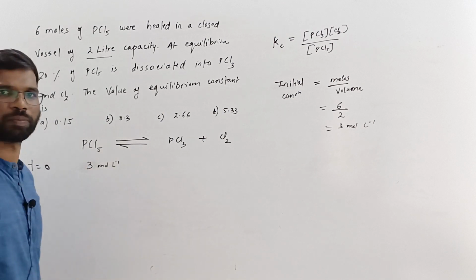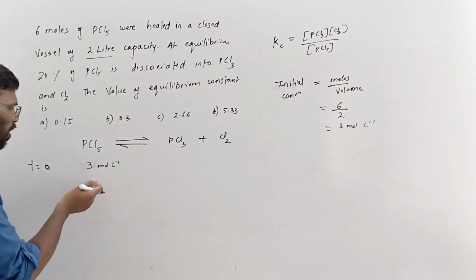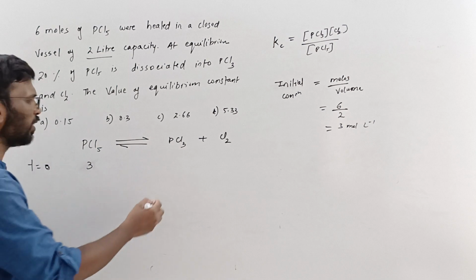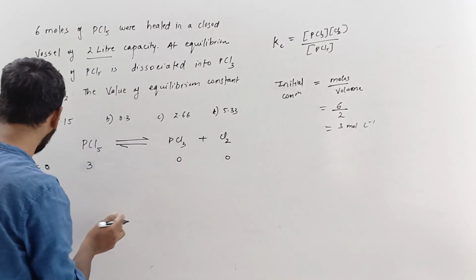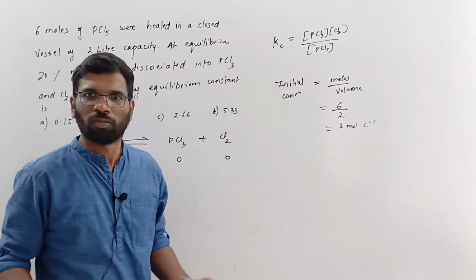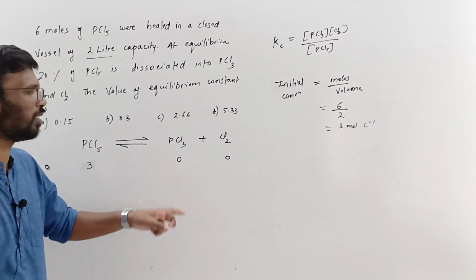So I'll write this to be 3. Understand that it is 3 moles per liter, because I will require some space over here, and writing the unit would make it messy. So this is 3 moles per liter. Now, why have I not taken 6 moles? 6 moles is not a concentration.